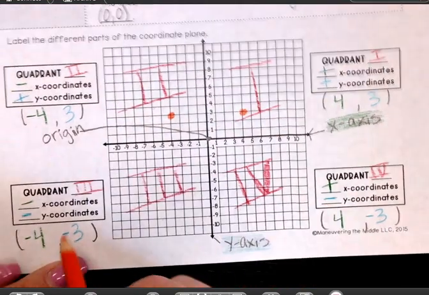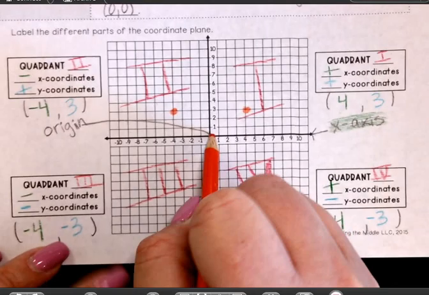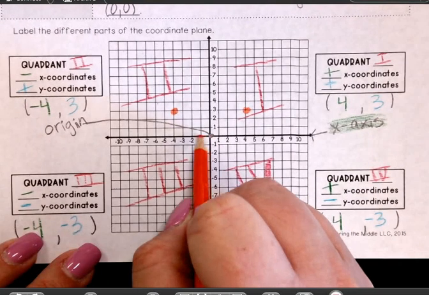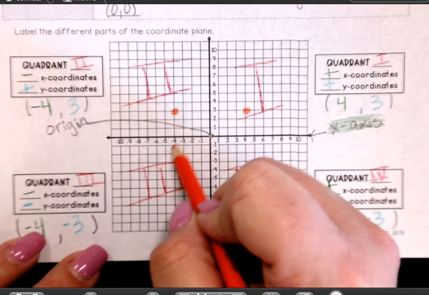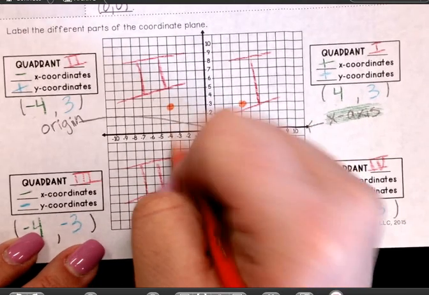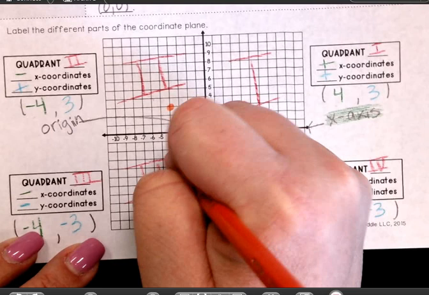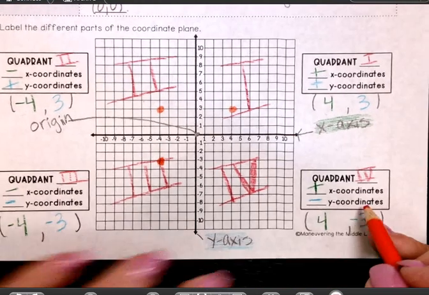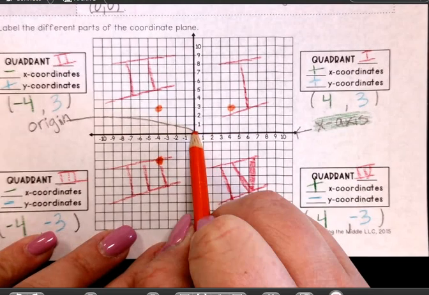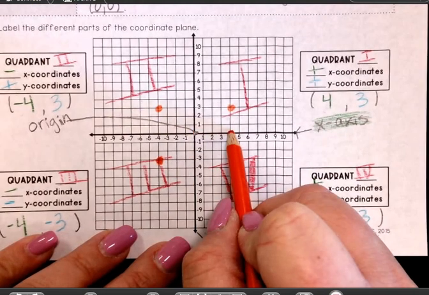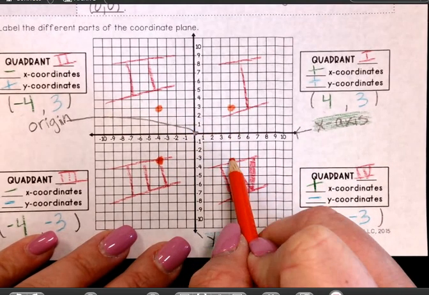For quadrant 3, I'm going to come back to origin. I'm going to go over negative 4. 1, 2, 3, 4. And then I'm going to go down negative 3. 1, 2, 3. And then in quadrant 4, it's going to be positive 4, negative 3. So I'm going to start at origin. I'm going to go over 4. And then I'm going to come down 3. 1, 2, 3.